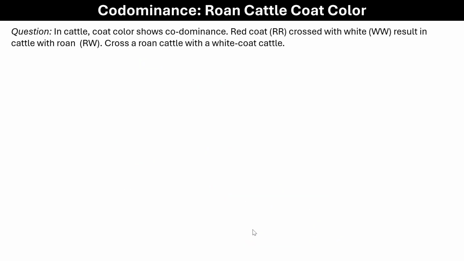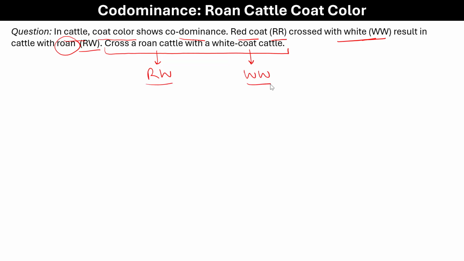Now let's understand this with an example. We know that in cattle, coat color shows codominance between the red and white. This is the condition that's already given to you, that when red and white cross, the RW will give you roan. So in these kinds of questions, you'll always be given a condition and then you will be asked to make a cross. Now you have to make a cross of roan, which is RW, with white coat cattle. And you know that roan comes from RW and white comes from WW.